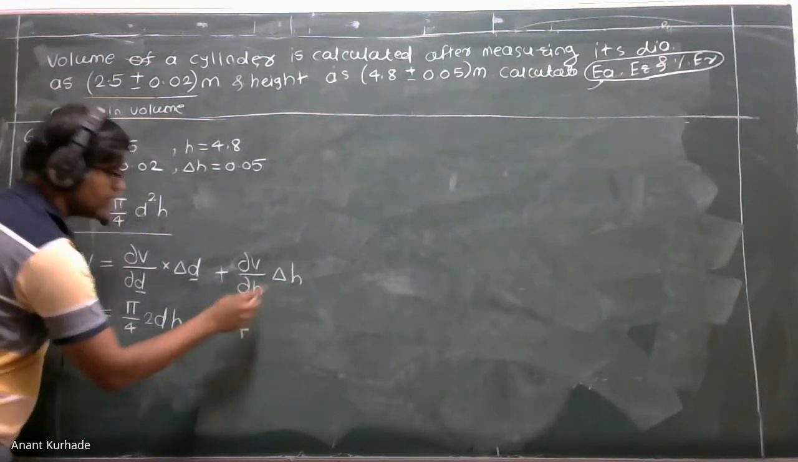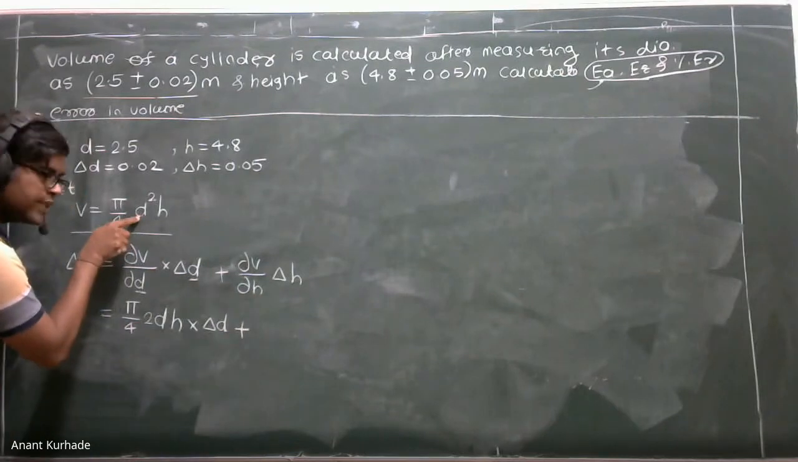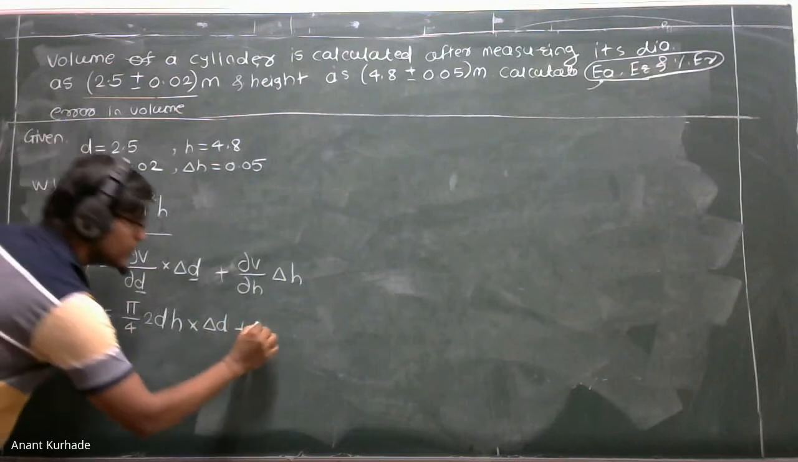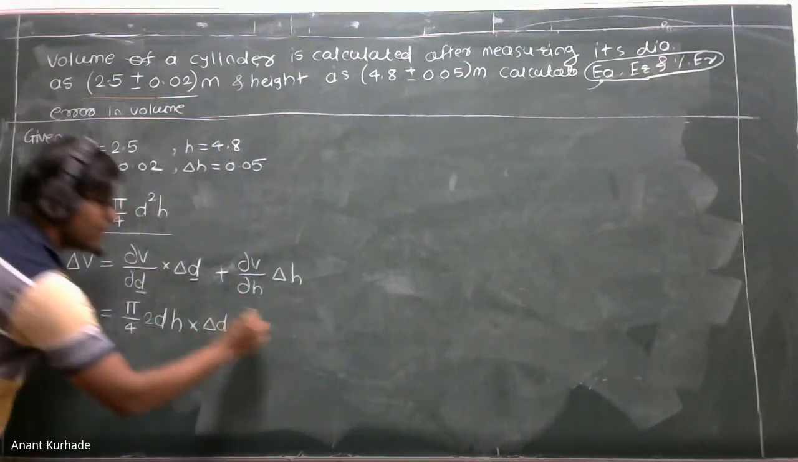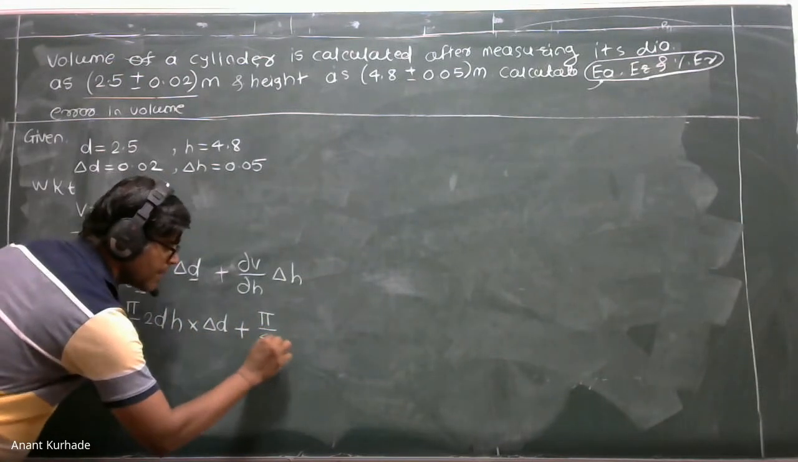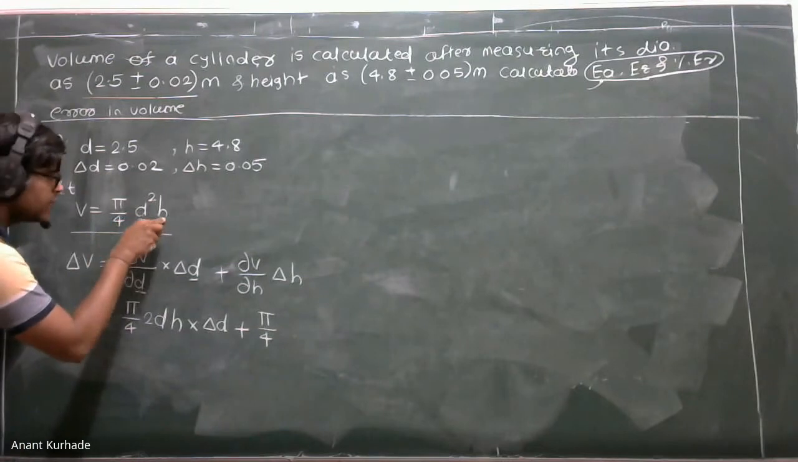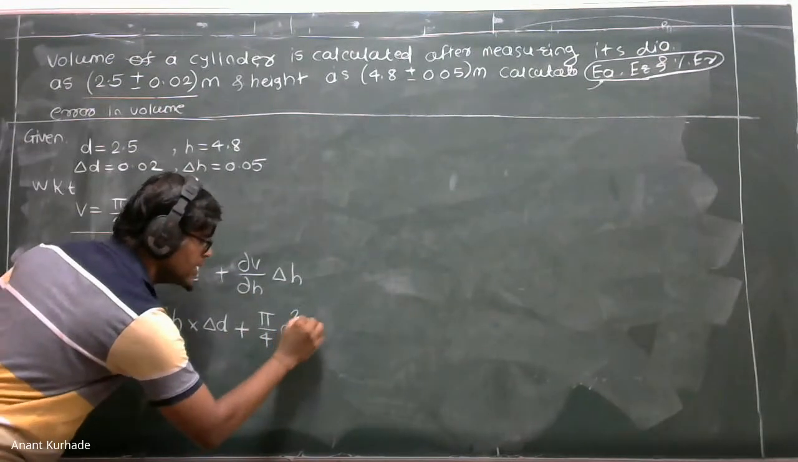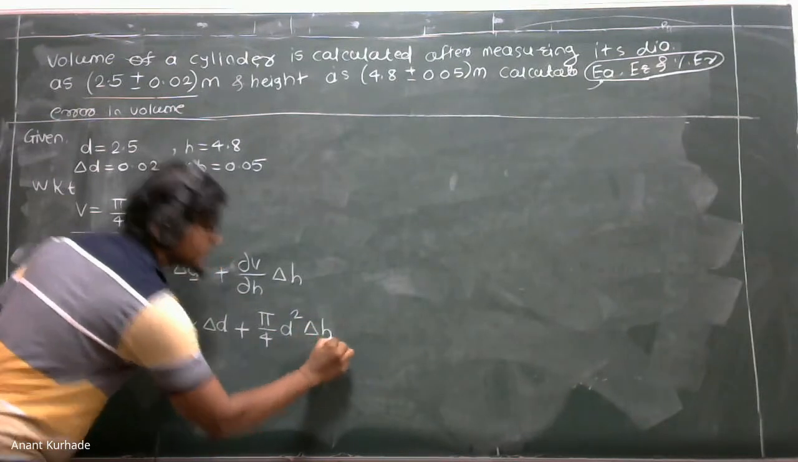Plus the second one, with respect to h. The d square is constant, so with respect to h, the derivative of h is 1. You can write here again pi by 4 is constant, pi by 4, derivative of h is 1, and d square is kept as it is as a constant, into delta h.